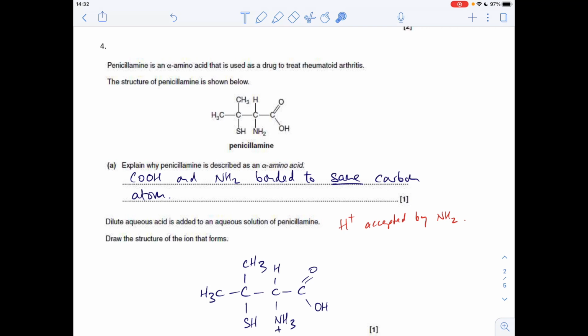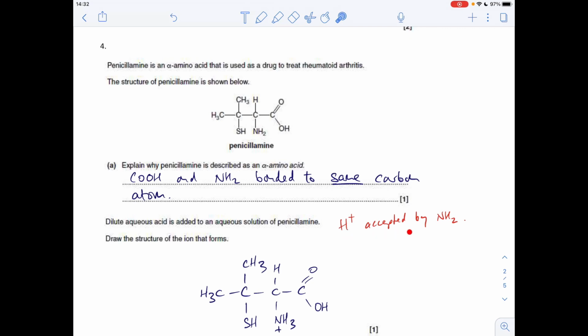Moving on to question 4 about penicillamine, we've got to explain why it's described as an alpha amino acid. We've kind of already had this question before, but just to show you that, you know, they can ask the same thing in slightly different ways. Again, we're just saying that the COOH and the NH2 groups are bonded to the same carbon atom. Next bit, dilute aqueous acid is added to an aqueous solution of penicillamine. Draw the structure of the ion that forms.